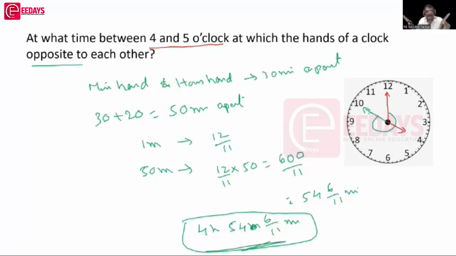For 1 minute the difference is 12 by 11. So for 50 minutes, how much will it be? 50 into 12 by 11. That is 600 by 11. So 54, 6 by 11 minutes apart is the answer. That's it. Right? Next question.